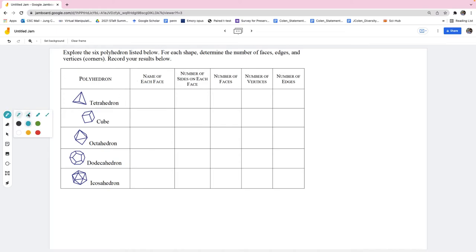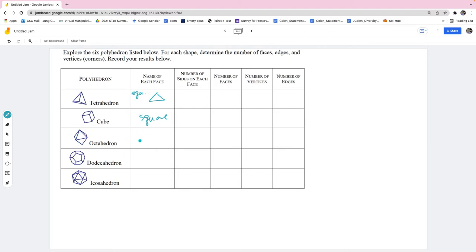So it's a triangle. I will just draw it. You write it, okay? How about the cube? What's the name of each face? Each face is a square. Square. It's a triangle, but especially it's an equilateral triangle. Equilateral triangle. How about this?